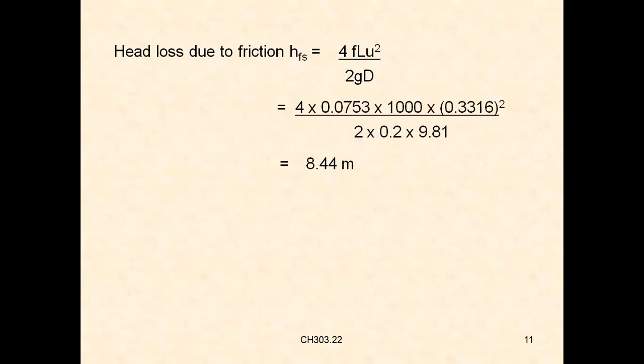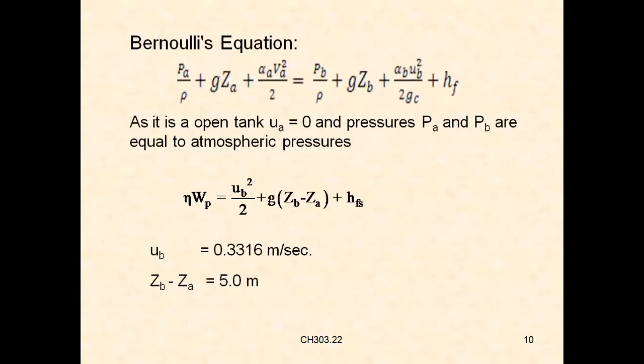And for calculating the value of power required, we use Bernoulli's equation to calculate the power required by the fluid. Bernoulli's equation between two stations is given by this: PA by rho plus g ZA plus alpha A VA square by 2 is equal to PB by rho plus g ZB plus alpha B UB square by 2 plus HF.